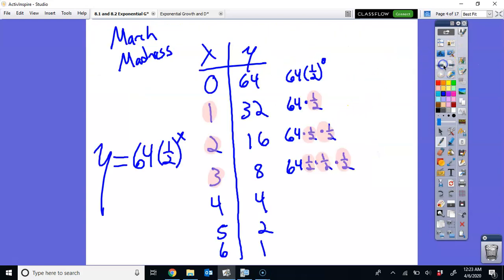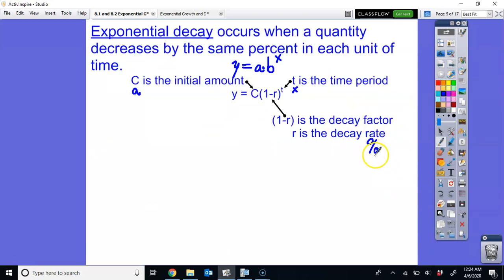So notice what's happening every time over here. That's a half, Mr. Harrison. That's not a percentage. Well, if you think about it as a decimal, 1/2 is 0.5. So what percentage are you losing every single time? You're losing 50% of the teams every single round. That's the decay rate. That's the percent of decay. So the decay factor would be 1 minus 0.5 or 0.5.